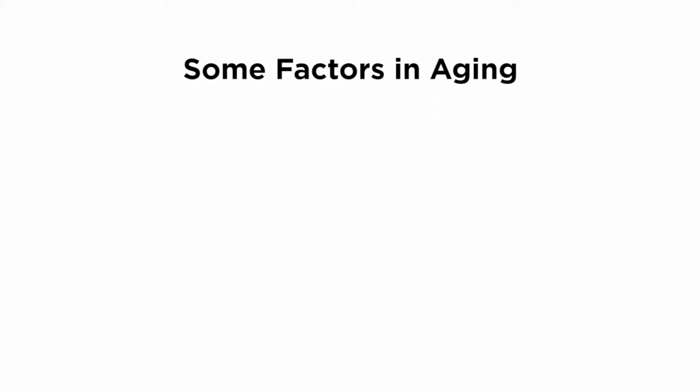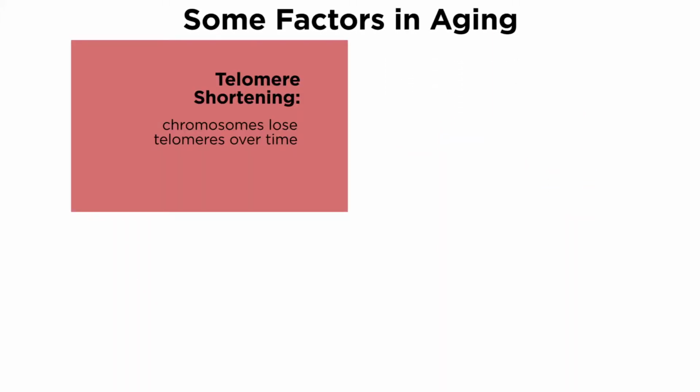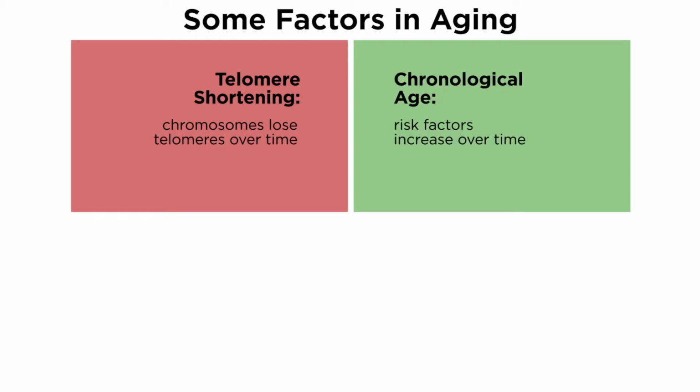Let's look at some of the factors in aging. Number 1, telomere shortening. Telomeres keep the ends of the chromosomes from fraying or accidentally getting stuck together. They are essential to the life of a cell. Chromosomes lose telomeres over time. Number 2, chronological age, which is the aging factor depending on how many years we have lived on the earth.